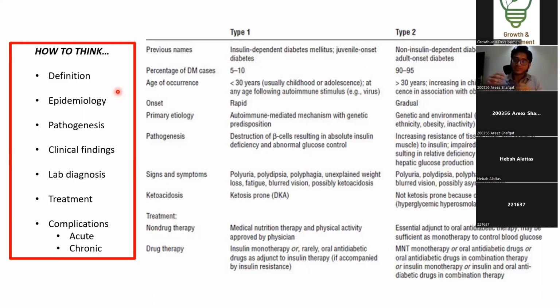Type 2 diabetes presents in middle age or older age. These patients are usually obese. That's very important to know. These patients are usually obese or have a very inactive lifestyle.